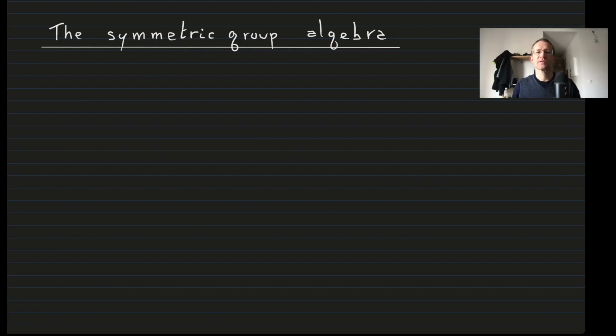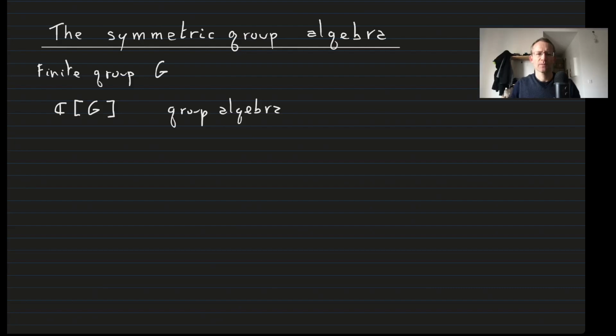Let's discuss the symmetric group algebra. Let's suppose we have a finite group G and that we consider the group elements with coefficients in C. So if we consider these linear combinations, we get the group algebra. Alternatively, we can consider the coefficients, for instance, in Z or Q. We will consider the group G to be the symmetric group, that is the permutations of a finite set of n elements.